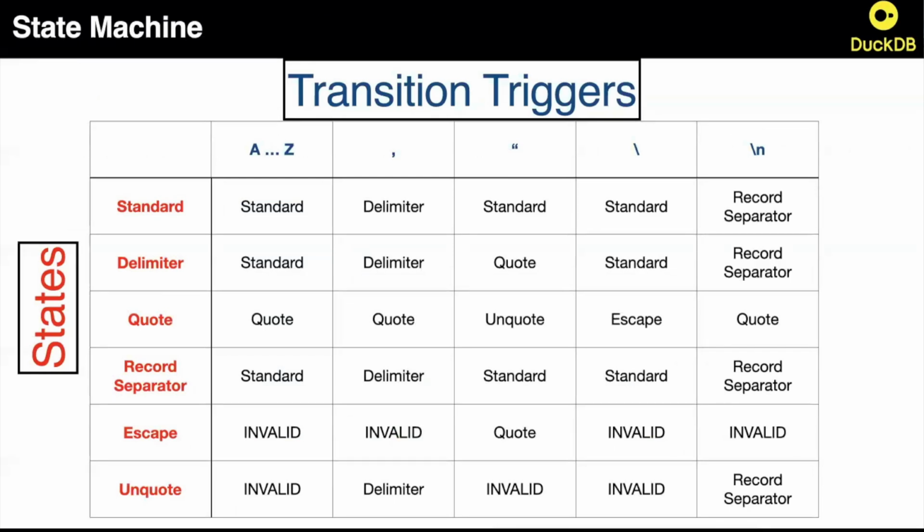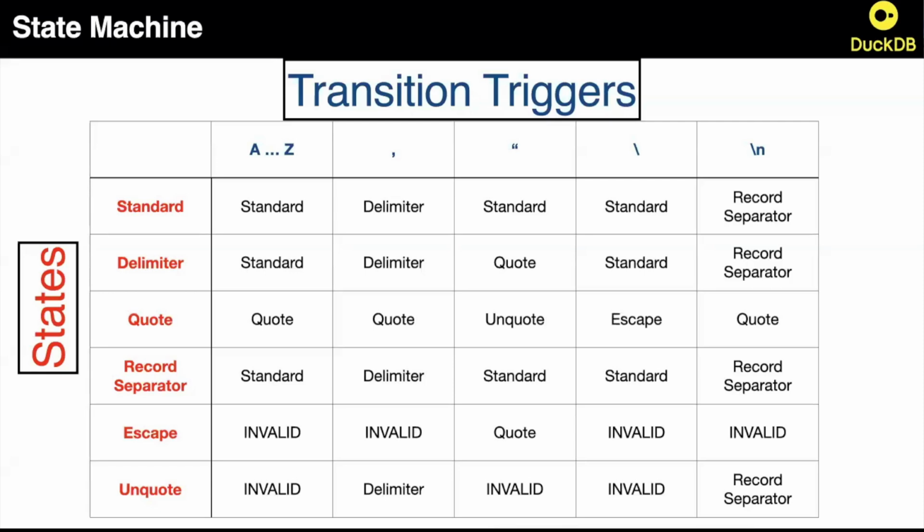So here, for example, letters A to Z: if you are in a standard state, that will bring you again to a standard state, because it basically means that you're parsing that value. And then if you find a comma while in the standard state, you go to a delimiter state, because now you have to handle that delimiter. And now, in the delimiter state, if you find another letter from A to Z, you go back to the standard state.